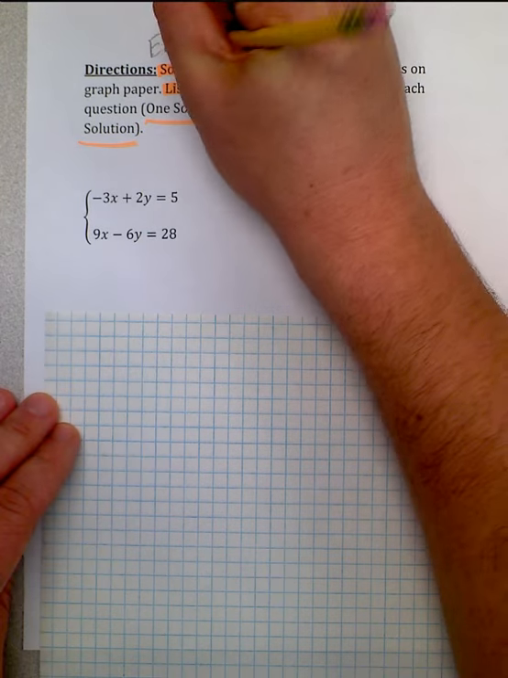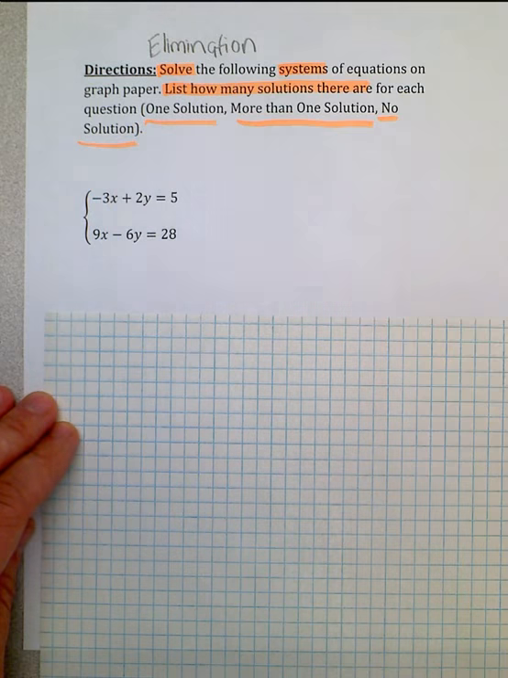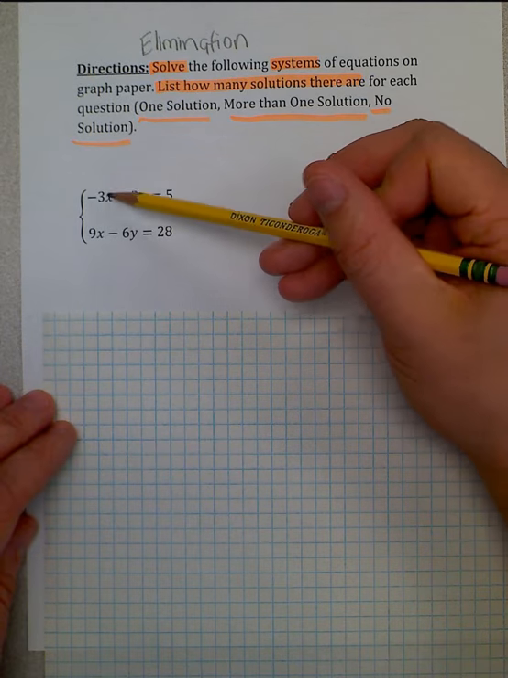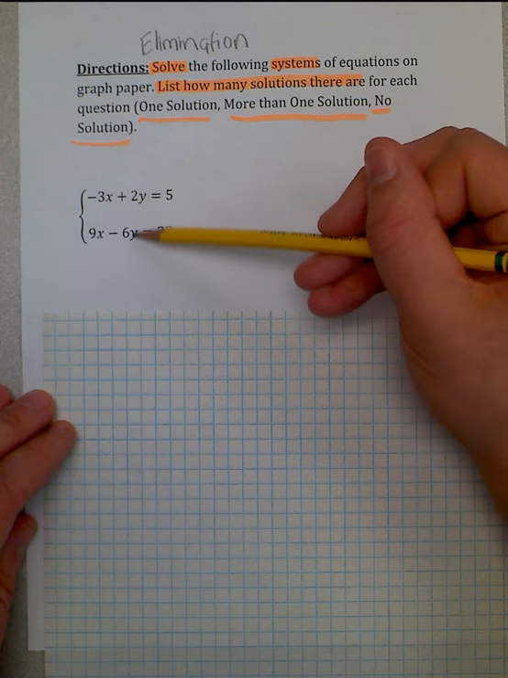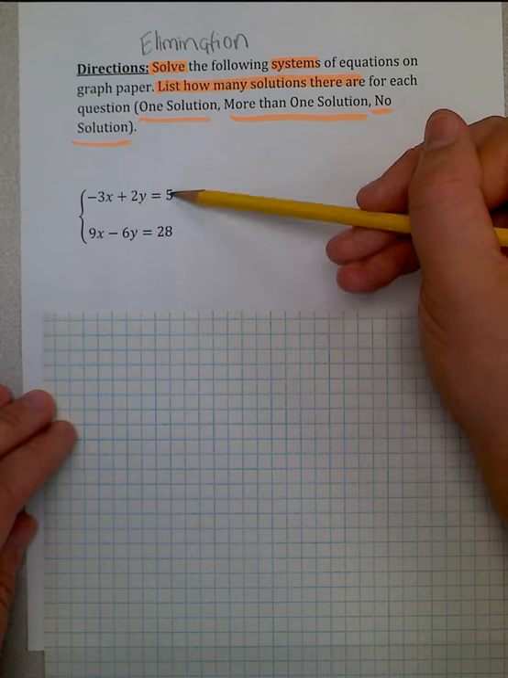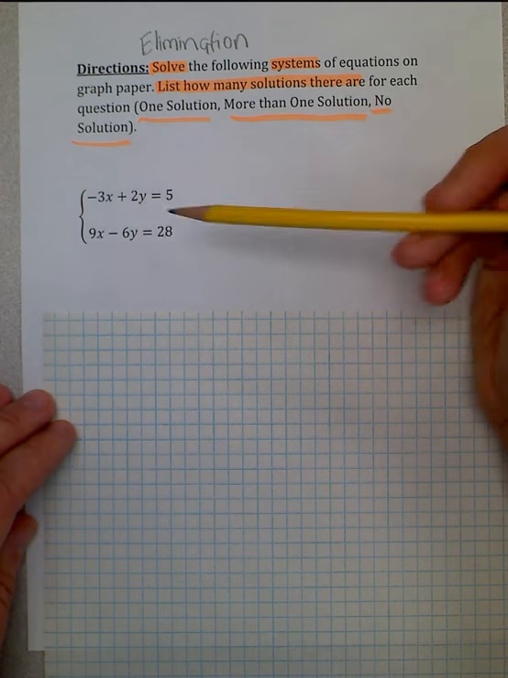And in order for the elimination method to occur, I need to have a pair of coefficients that are opposites. So what do I mean by that? Well, I notice right off the bat, x's are on top of x's, y's are on top of y's, and my constants, the numbers by themselves, are also on top of each other. So all of my stuff is lined up, which is good. I need that to happen.